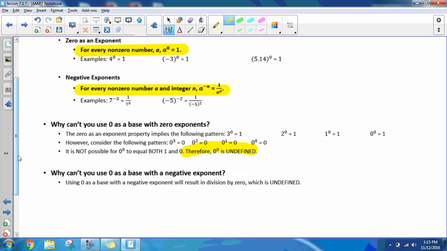We cannot use 0 as a base with a negative exponent. Using 0 as a base with a negative exponent will result in division by 0, which is undefined. For example, if you look at the negative exponent's definition, if I have 0 to the negative 3 power, that would mean 1 over 0 to the third power, and we cannot divide by 0.